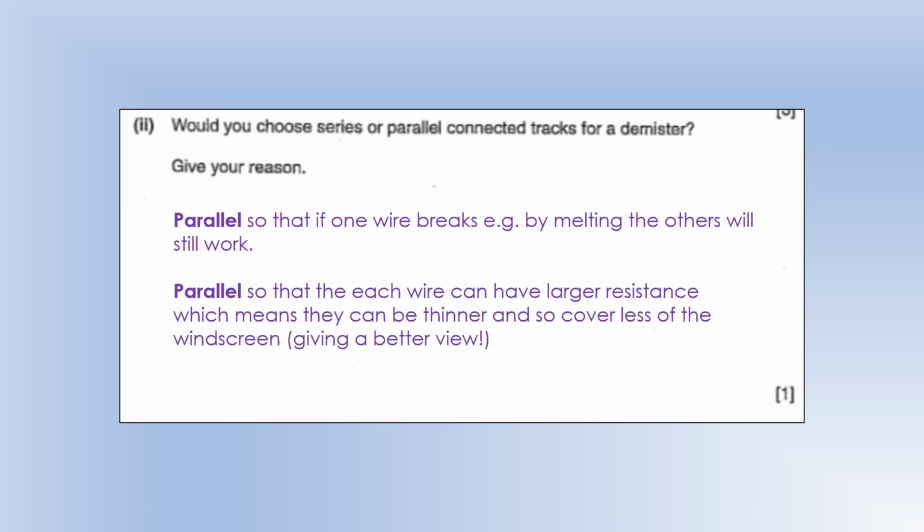And the other thing is that in parallel, each wire can have a larger resistance. We saw it was 6 as opposed to 0.06 or something like that. And larger resistance means it can be thinner, because remember, the thinner we make our wire, the higher resistance is, and that's going to mean you can see more out of your window.